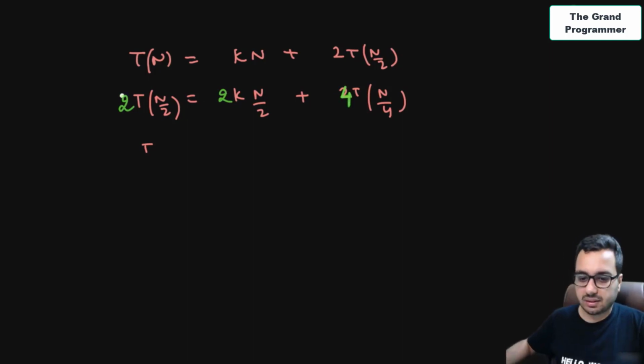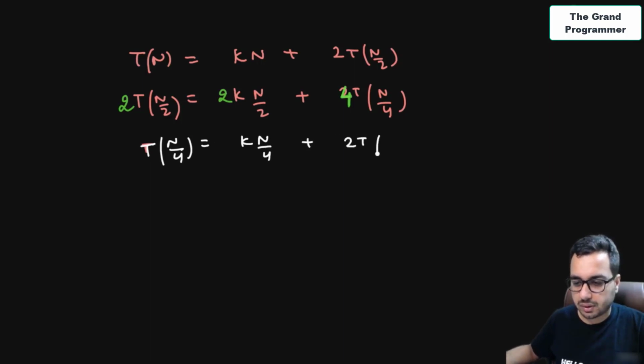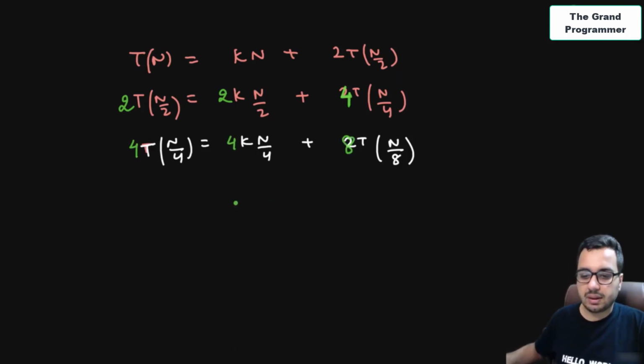Now what I have next is t of n by 4 as k of n by 4 plus 2t of n by 8. Again I have a 4t here and a t here, so I need to multiply this equation by 4, so it becomes 4k n by 4, and this will now become 8. Similar things will go on for all of these equations.